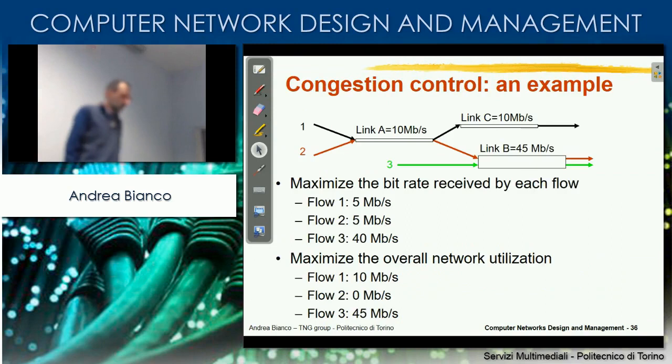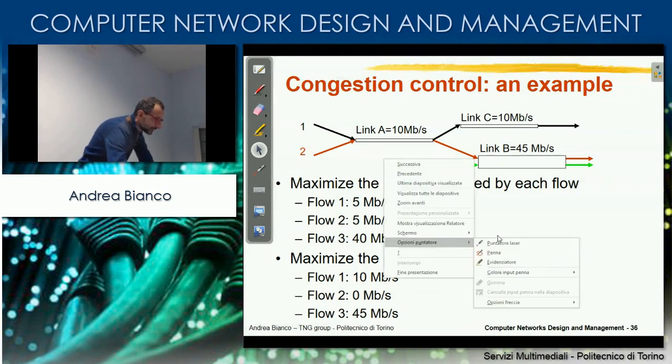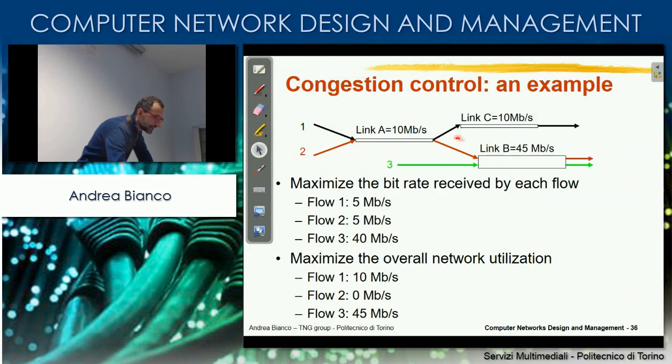Let me start with this very trivial example to discuss this aspect. So in this case, you see we have a very simple network. We have only 3 links: 2 links at 10 megabit and 1 link at 45 megabit. Okay? And we have 3 flows. We have a black flow, flow number 1, which is crossing link A and link C. We have a green flow, which is only going through link B, and a red flow, flow number 2, which is going through link A and link B.